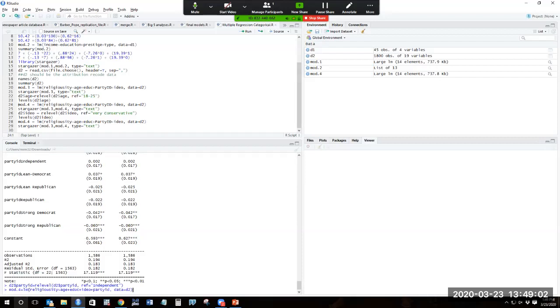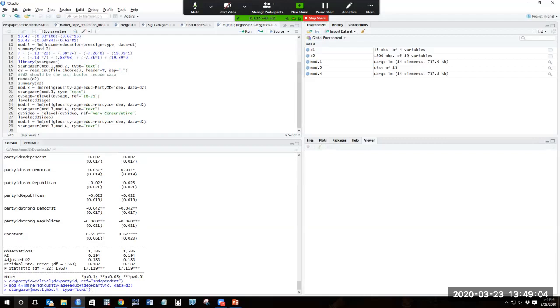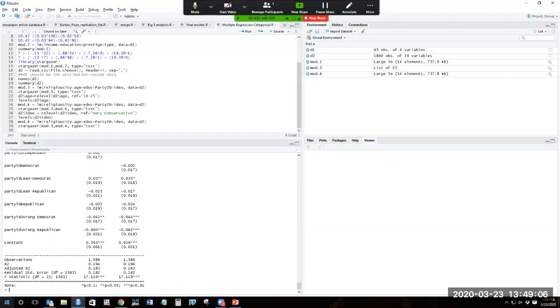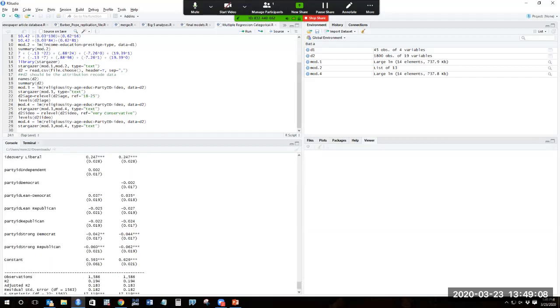Okay, then I'll run mod4 again, and then I'll put it in here again. So here's the one we're looking at, right? Independence is my baseline category. So Democrats and independents are the same amount religious as each other. Lean Democrats are actually a little bit less religious than independents. Republicans, statistically the same.